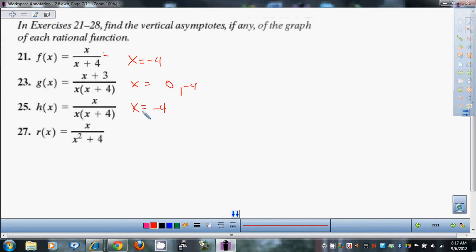There isn't one. Just like the domain. You can't square any real number and get negative 4, therefore making that 0. So that one won't have a vertical asymptote. Not going to have one. Questions?